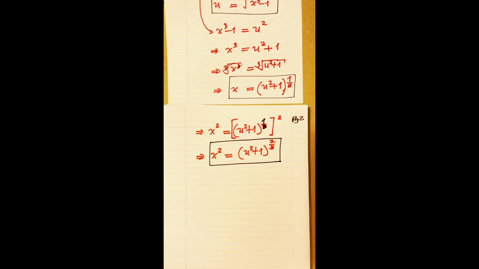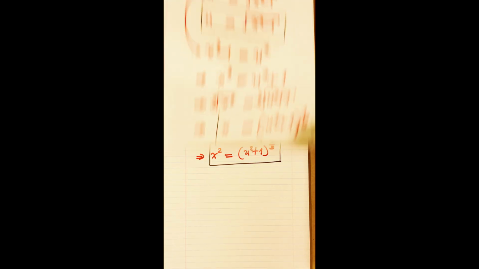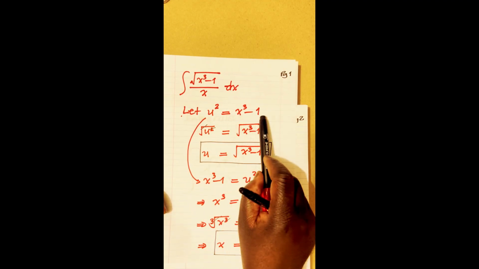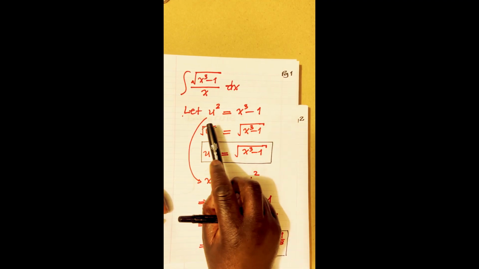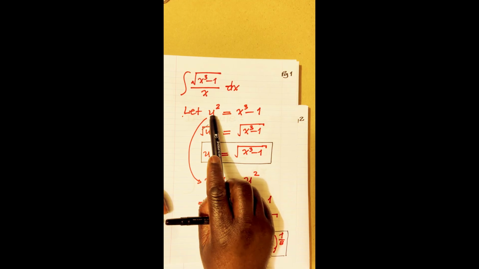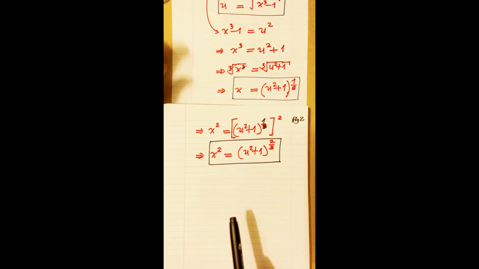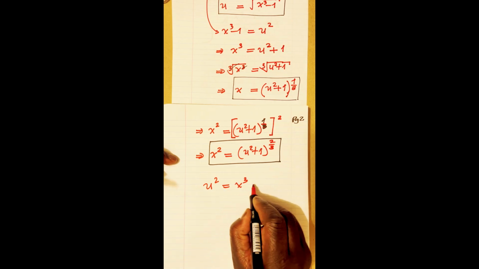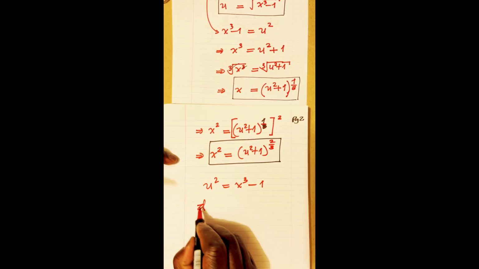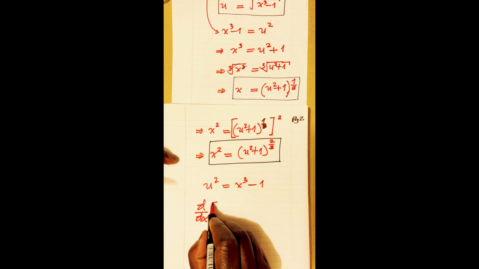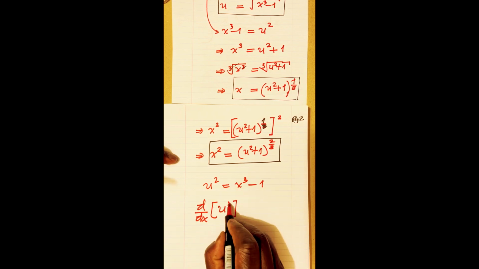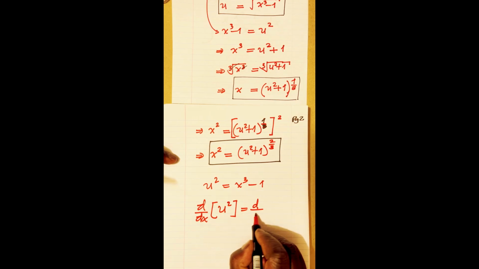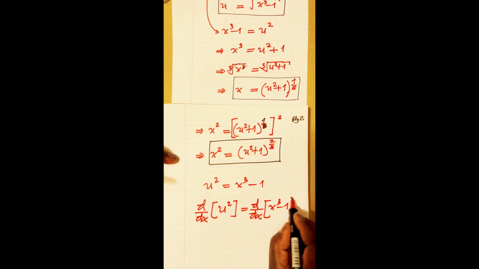Finally, the last equation we're going to obtain from this equation here is to differentiate both sides with respect to x. Now, you remember we have u squared here, so we have to use chain rule there. As follows, let me just bring it down here. So we are talking now about u squared being equal to x cubed minus 1, and I'm saying derivative with respect to x of u squared must be equal to derivative with respect to x of x cubed minus 1.